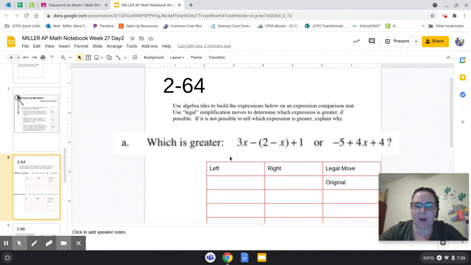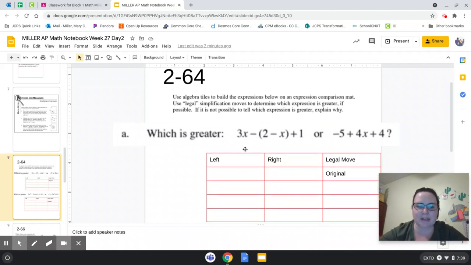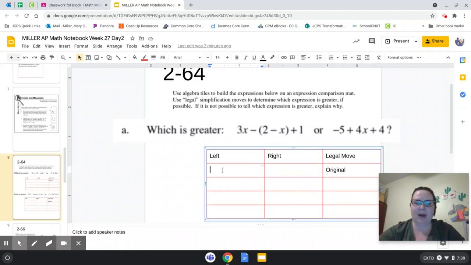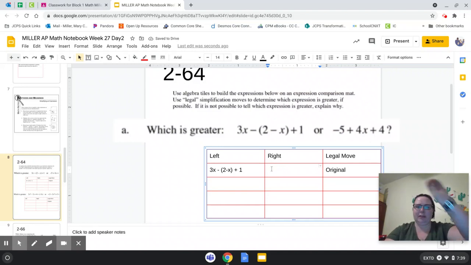So again, we are solving and simplifying exactly what's going on here as far as these expressions. So we're going to simplify by copying these down. 3x, the opposite of 2 minus x. Notice how I said the opposite of, because that would go in the bottom section of your algebra tile mat if you're building this. Whereas you would have a 3x and a unit up top. They're just not listing everything on the top first and then the bottom part. Okay, and then the right has negative 5 plus 4x plus 4.